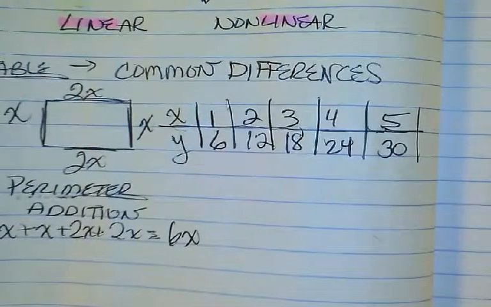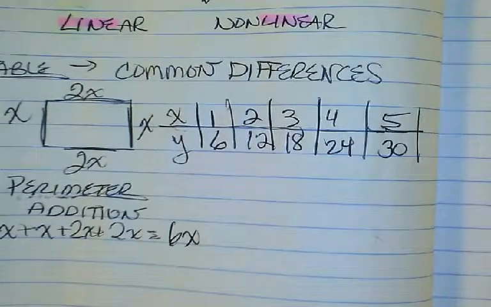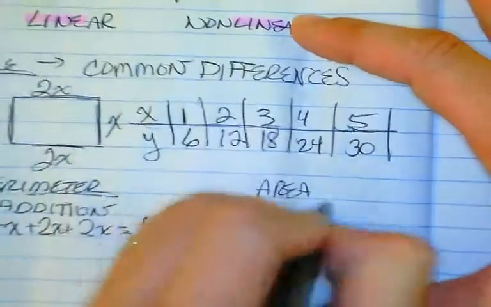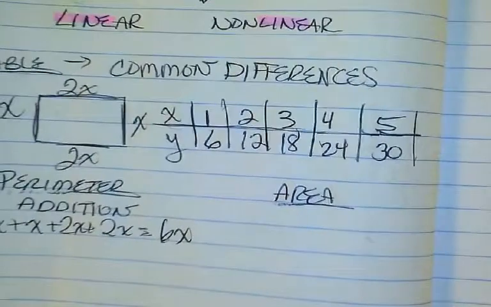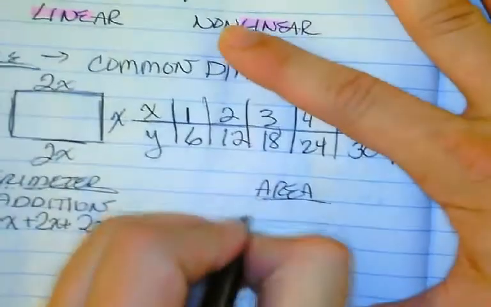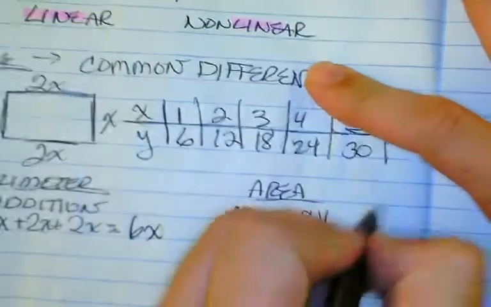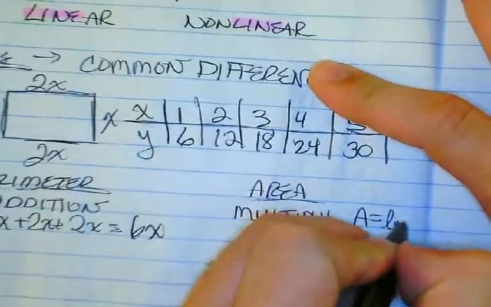This gives us our perimeter. I want you to change gears. Switch over to area now. Oh, very good, very good. So, Edmund gave us our key point. For the area, we're going to use multiplication. In other words, area is length times width.